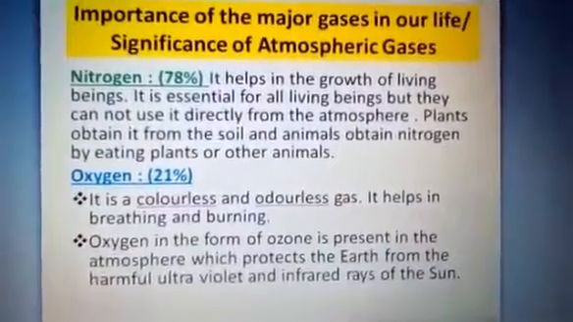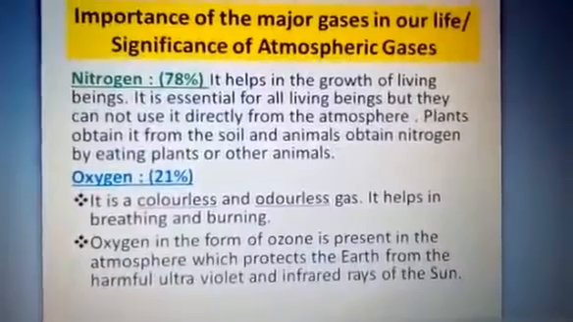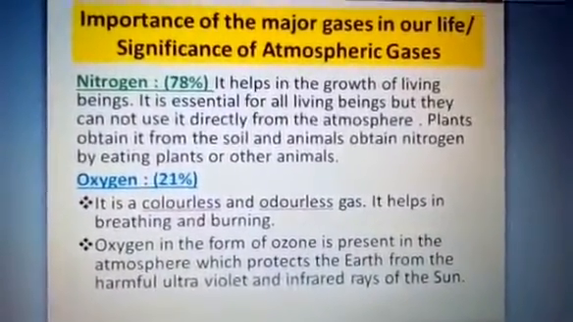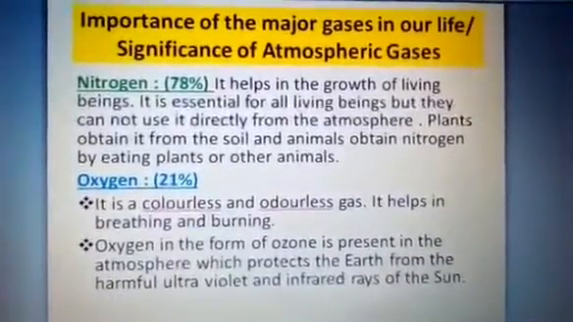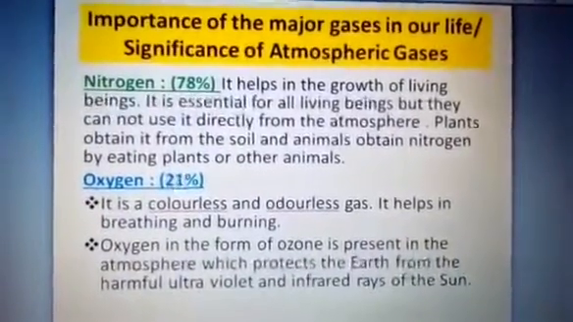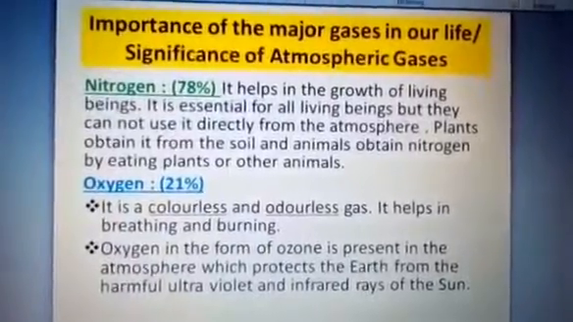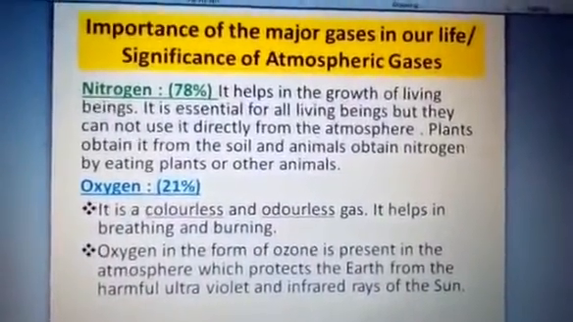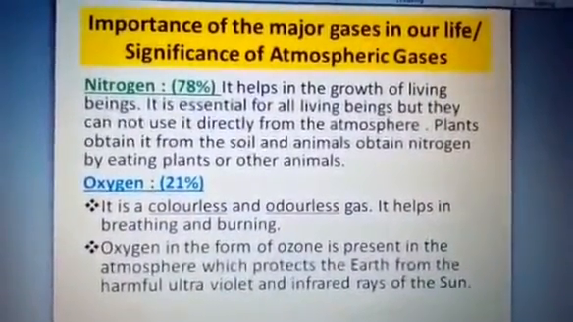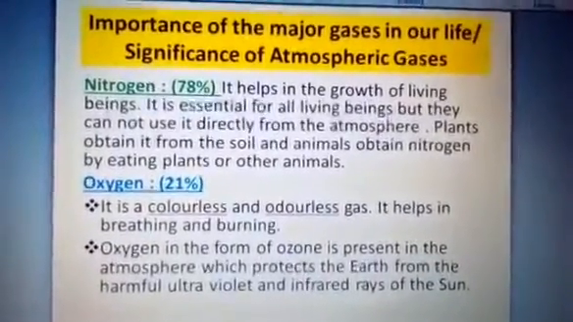When we talk about nitrogen content, 78%, it actually helps in the growth of living beings. It is essential, as I said. Plants obtain it from the soil, and animals take the nitrogen into their body by eating the plants or the other animals. Some are carnivorous, some are herbivorous. So indirectly, they have the need for the nitrogen, which is fulfilled by the nitrogen present in the air, and it actually is there in the soil. So the plants absorb the nitrogen from the soil.